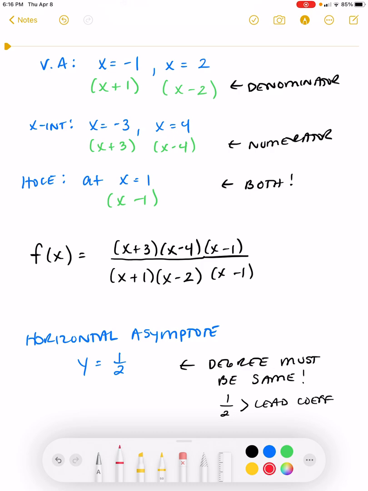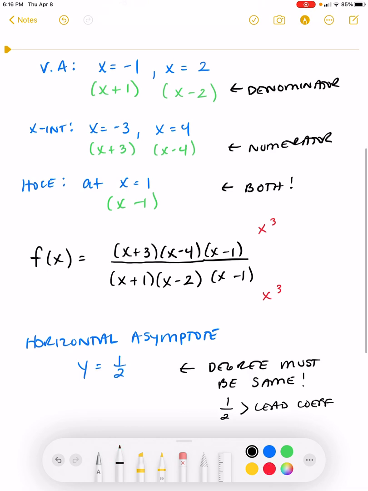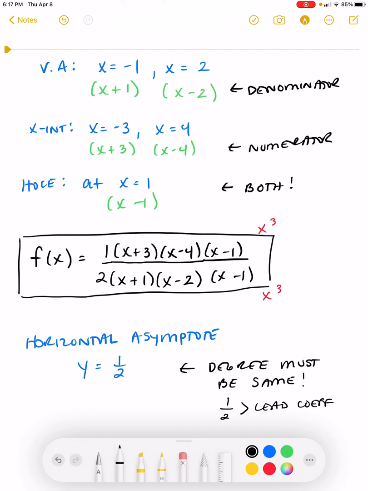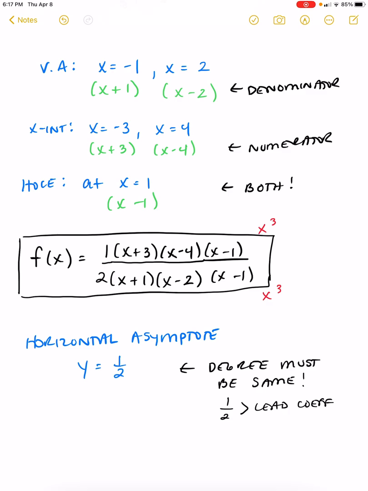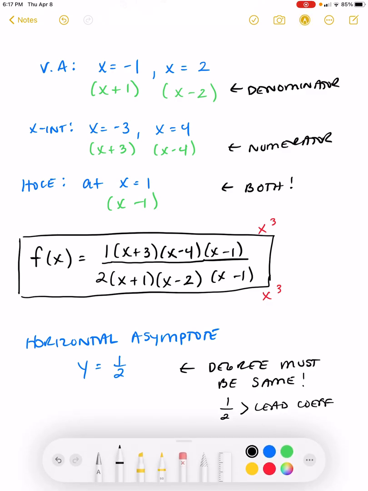Well, when I look at this, x times x times x makes the numerator x cubed. And x times x times x makes the denominator x cubed. So the degrees are already the same. So all we need to do is add the leading coefficients of 1/2, and now we have this function, okay? So this is a possible function to represent this graph. And this, by the way, is in factored form, which is totally fine. If we wanted to put it in standard form, we could always multiply out all the factors, but I'm okay with this being in factored form.